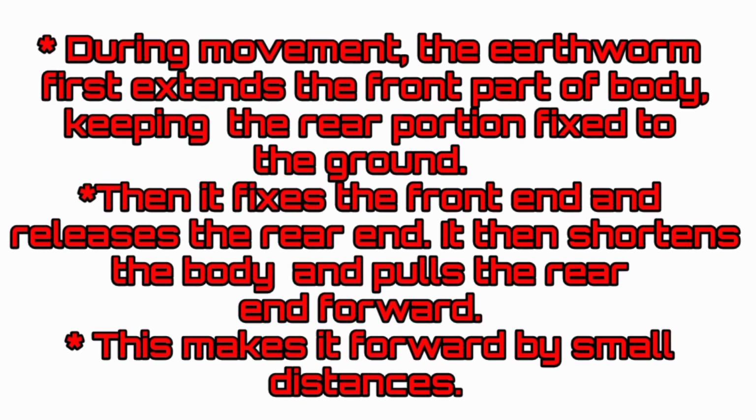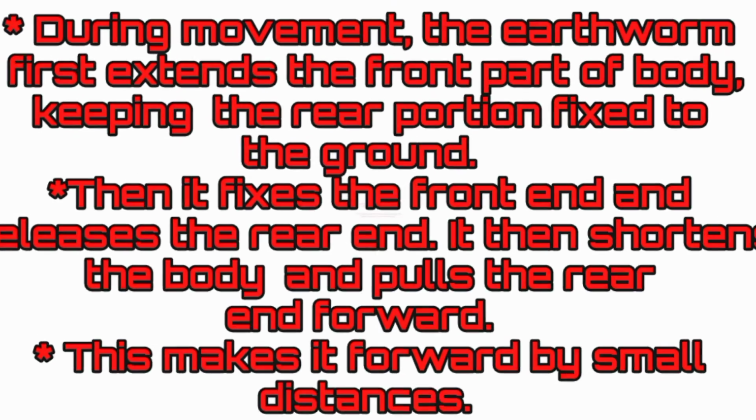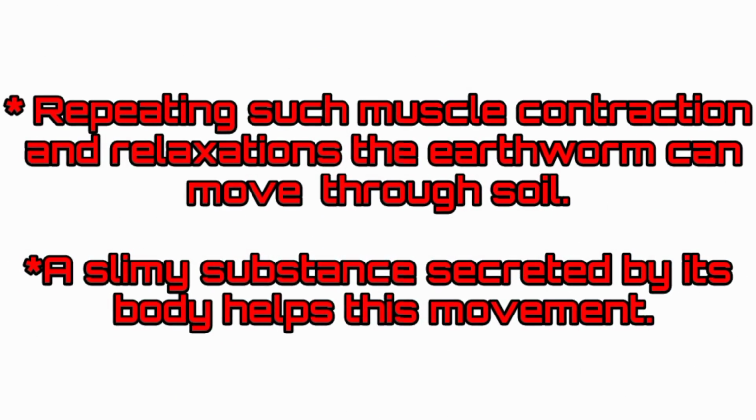During movement, the earthworm first extends the front part of the body, keeping the rear portion fixed to the ground. Then it fixes the front end and relaxes the rear end. It then shortens the body and pulls the rear end forward. This moves it forward by small distances. Repeating such muscle contraction and relaxations, the earthworm can move through soil. A slimy substance secreted by its body helps this movement.